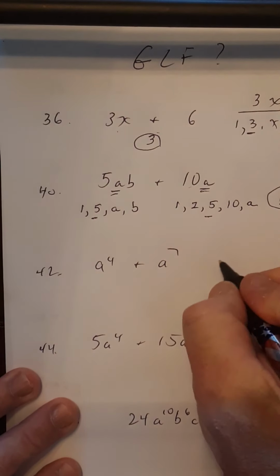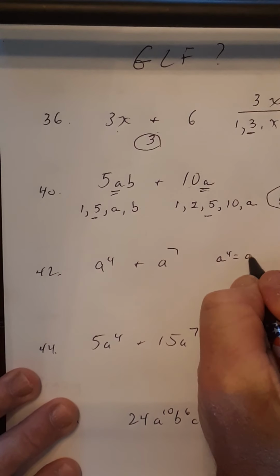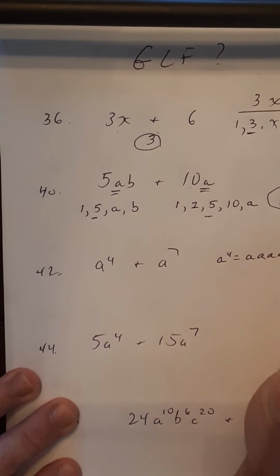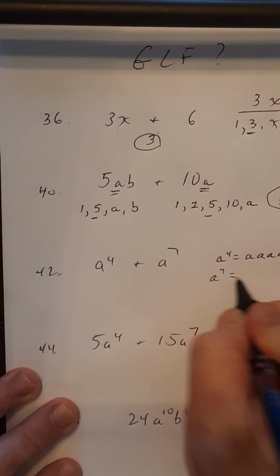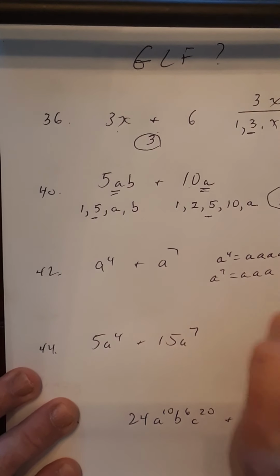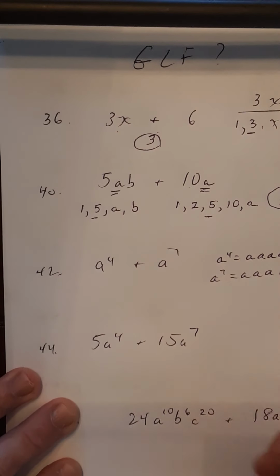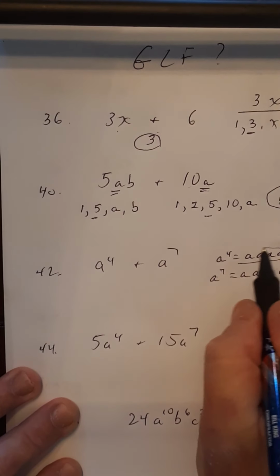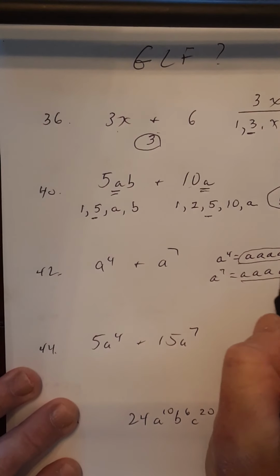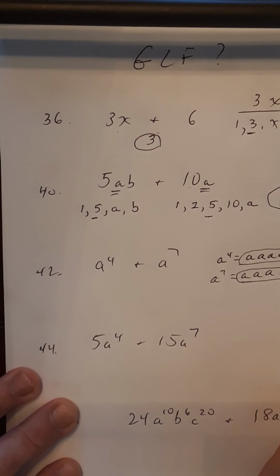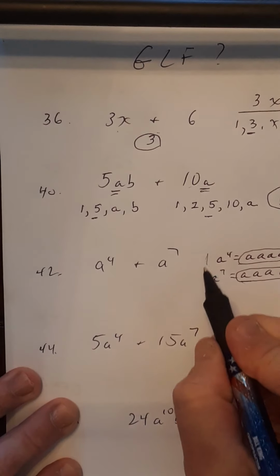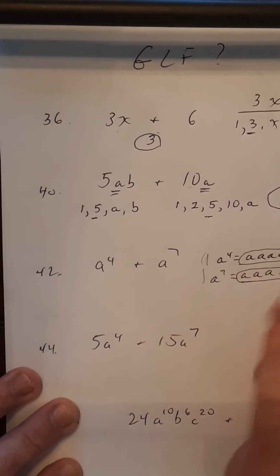This example I think is going to help you a lot because when you think about A to the 4th, isn't A to the 4th just A times A times A times A? And A to the 7th is A times A times A times A times A times A times A. And when you ask yourself, what do they really have in common? It appears that they both have A times itself 4 times. And there's no coefficients out here to deal with, so the bottom line is the answer is just A to the 4th.